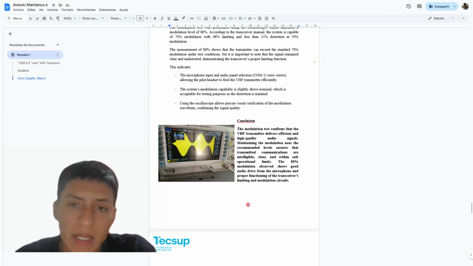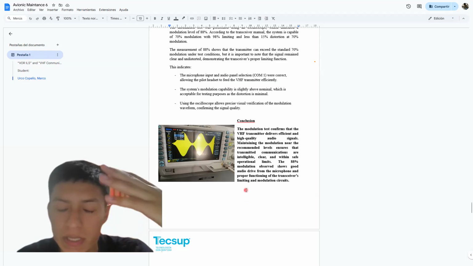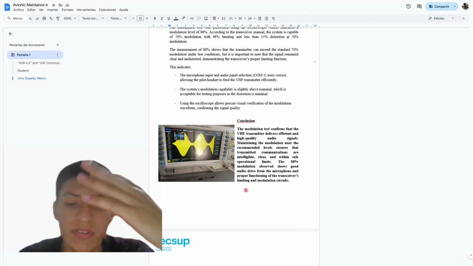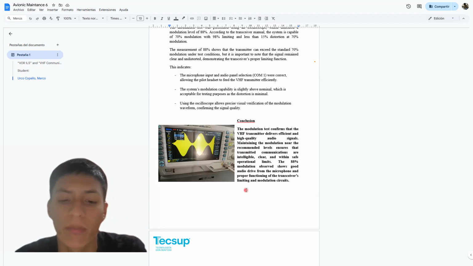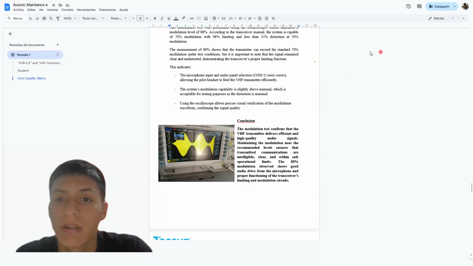The VOR, ILS and the VHF communication. Through this practice, I strengthened my technical understanding and also learned how to verify equipment operation using real instruments and procedures similar to those in the actual aircraft. That is all. Thank you.